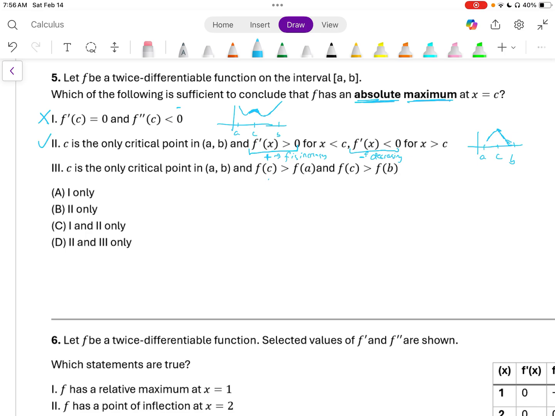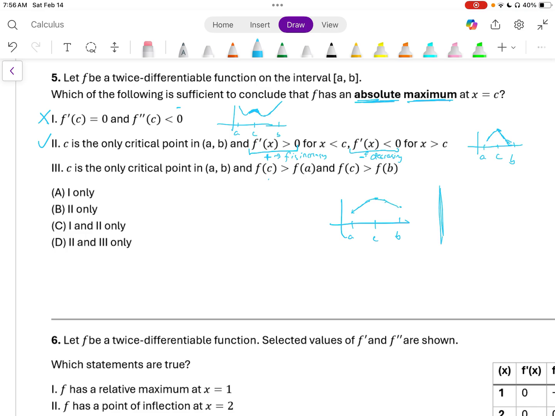And number 3, c is the only critical point, so that's the same idea. So the only critical point in a, b, and f of c is greater than f of a, and f of c is greater than f of b. So that means c is higher than a, and c is higher than b, and so since it's the only critical point, this has to be the maximum.